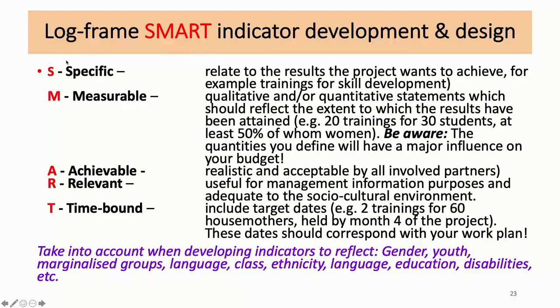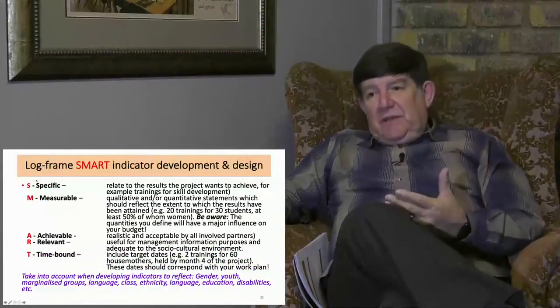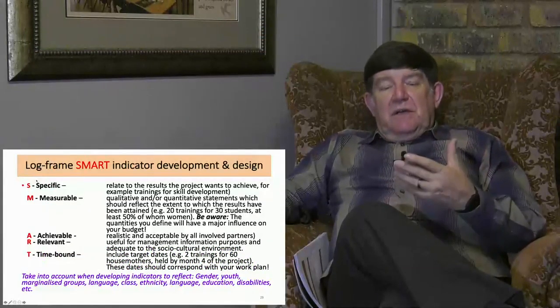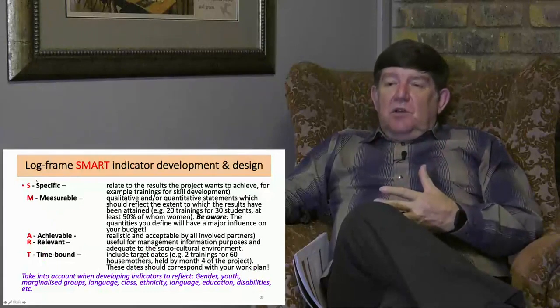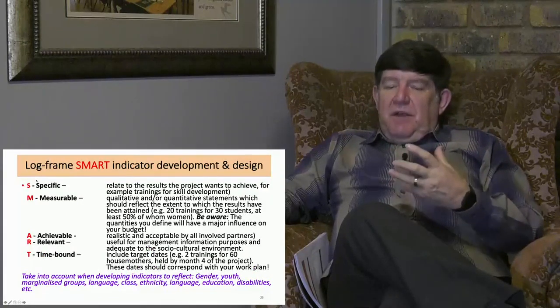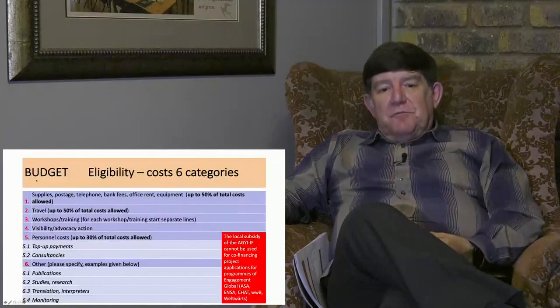50% of people attend with disabilities, or we want 10% of the delegates must be from the disabled grouping in the community. So think about those things when you develop indicators.